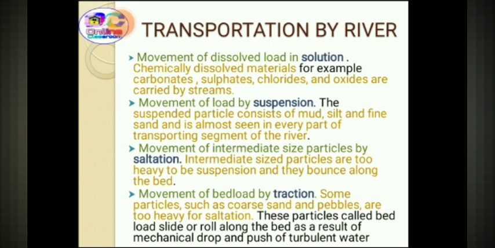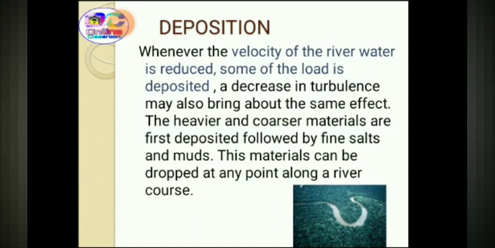Next, we are going to identify the depositional work of the river. Before we go to the depositional work, we need to see what deposition is. Deposition is the build-up process, and it is mainly done by the river. When the velocity of the river water is reduced, some of the load is deposited. This decrease in turbulence means the heavier and coarser materials are deposited first, followed by the fine silt and mud. These materials can be dropped at any point of the river's course.